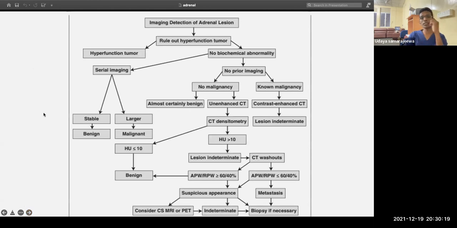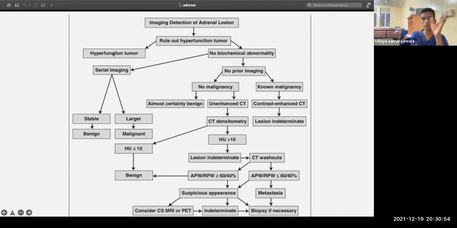So this is just to summarize the workup. If you can just remember this algorithm, I'll describe a few of these pathways. The first thing is to rule out whether the lesion is actually a functioning tumor or a non-functioning tumor. If it is a functioning tumor after the hormonal evaluation, then you need to get your endocrinologist's opinion and manage the patient accordingly.